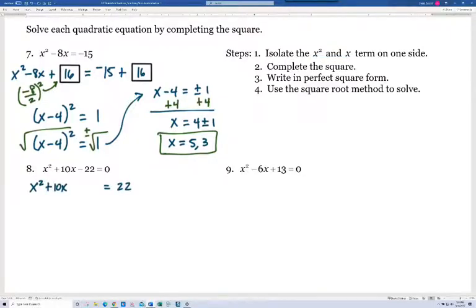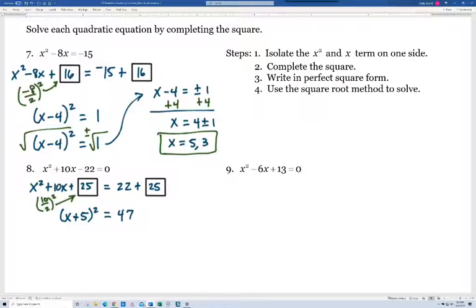So now we're ready to complete the square. So I'm going to add some number to both sides. And so on the left, I want to complete the square and create a perfect square trinomial. So I'll take half of the 10 and square that. Well, that'd be 5 squared, which is 25. And so that's what we'll add to the other side. So now I want to write the left side in perfect squared form. That'll be x plus 5 quantity squared. And of course, on the right, we're just going to get 47.